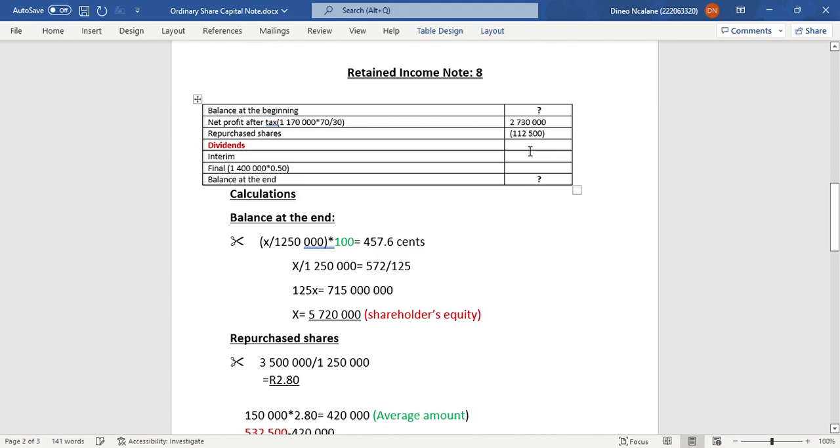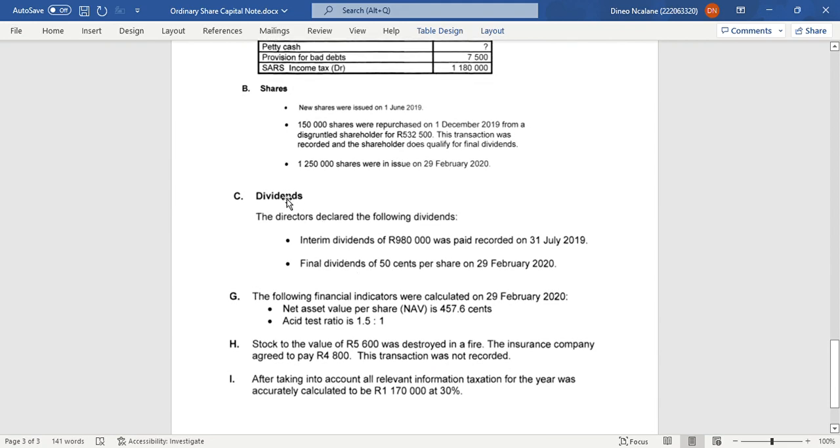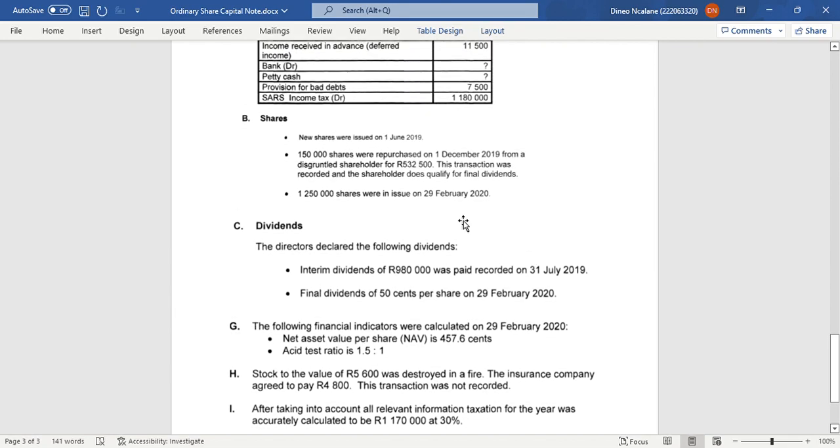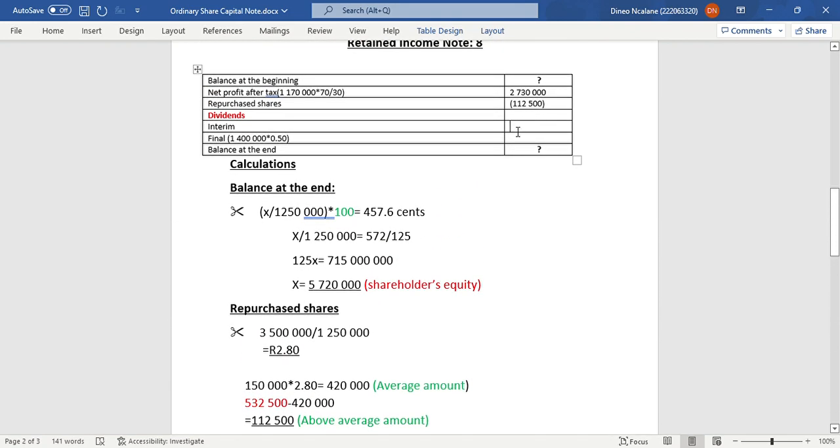Then next we have the dividends. How are we going to calculate our dividends? Go to our adjustments. Adjustment C talks of the dividends. Bullet number 1, interim dividends of 980,000 was paid, recorded on 31 July 2019. So they have already calculated the interim dividends for us. Let's just take this 980 and record it in our notes.